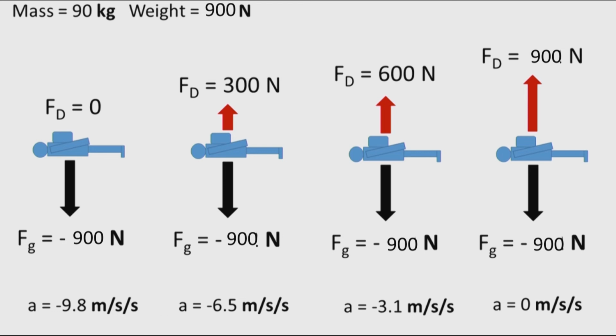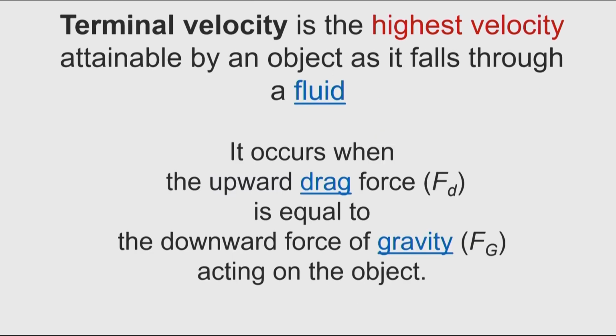But when the upward force and the downward force are the same, now you are not going to accelerate. You will go at a constant velocity, which we call terminal velocity. So this terminal velocity is the highest velocity that an object attains falling through a fluid. Usually we call it air, but even in water it is the same. This is because the upward drag becomes equal to the downward force of gravity.